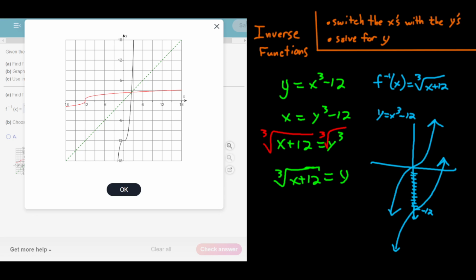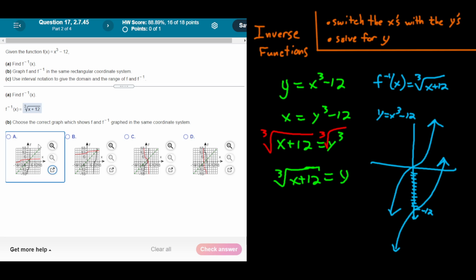If you were to do the same thing with the sideways snake, yep, it's negative 12 but on your x-axis this time. So if it's going through your y-axis at negative 12 for your original, it's going to go through your x-axis at negative 12 for your inverse. And that's just looking too good to not be true.